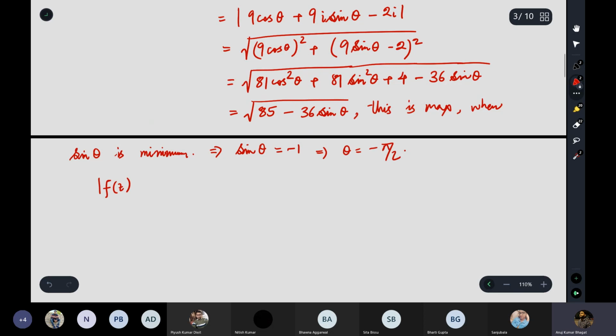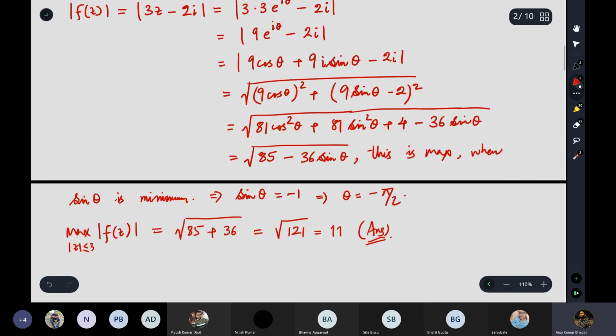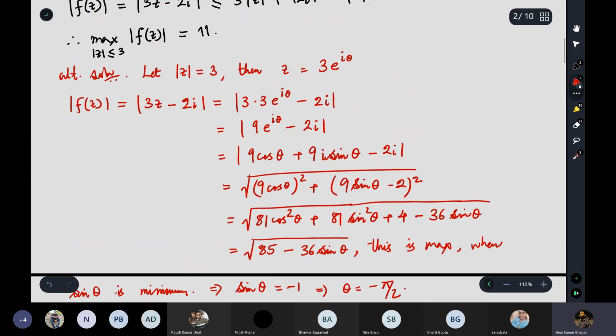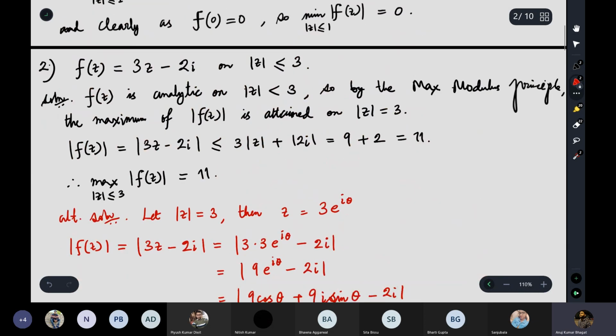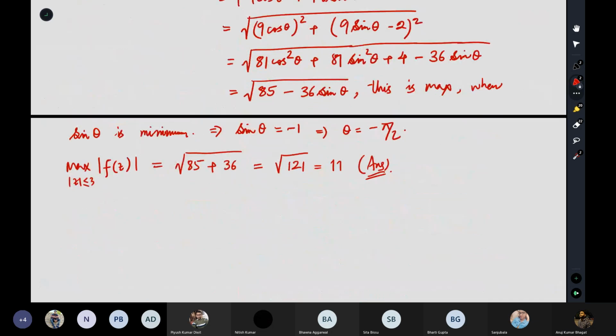The maximum at mod z less than or equal to 3 is root over of 85 plus 36, because sin theta is minus 1, and that is root over of 121, which is 11. So whether you apply this method or the other method, in both ways you will get the same answer. If you want to ask anything, you can ask.